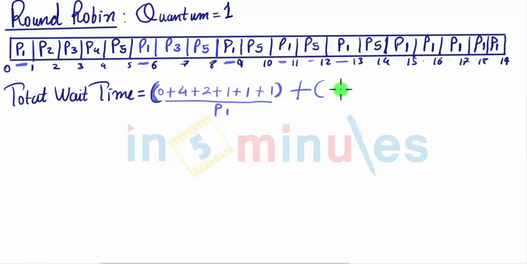Next job is for P2. Let's see. For P2, it waited already for 1. Sorry for the color. Waited already for the 1. Starting for P2, P2 only waited initially for 1. Then it started. Then again waited for 1, 2, 3.